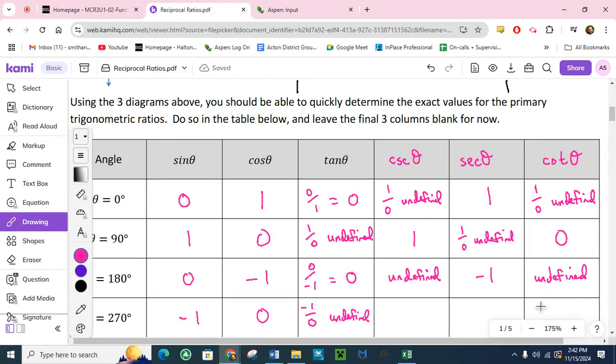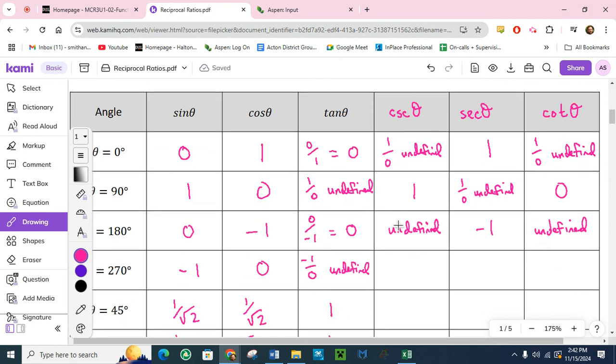And then for 270, you flip -1, you get -1. You flip 0, you get something that's undefined, 1 over 0. And when you take -1 over 0, which was undefined, but if you flip it, you get 0. It's kind of similar to 90 degrees, except with the negative sign.